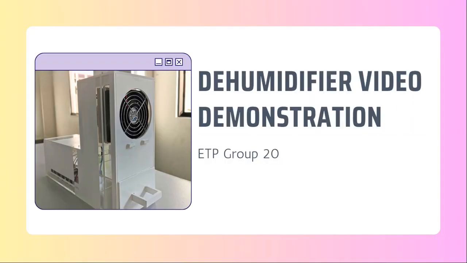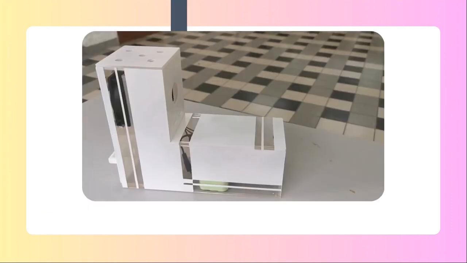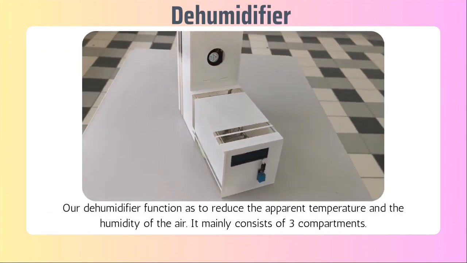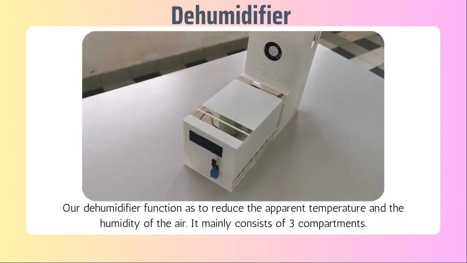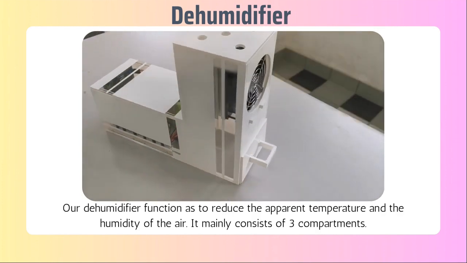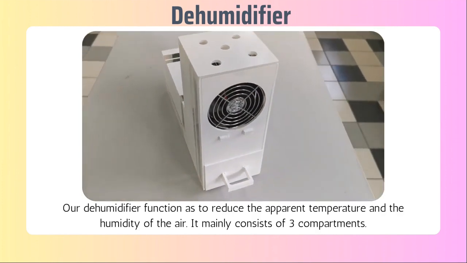Hello everyone, we are from ETP Group 20 with our project titled Dehumidifier. Our dehumidifier functions to reduce the apparent temperature and the humidity of the air. It mainly consists of three compartments, which are the reservoir, the components compartment, and the main compartment.